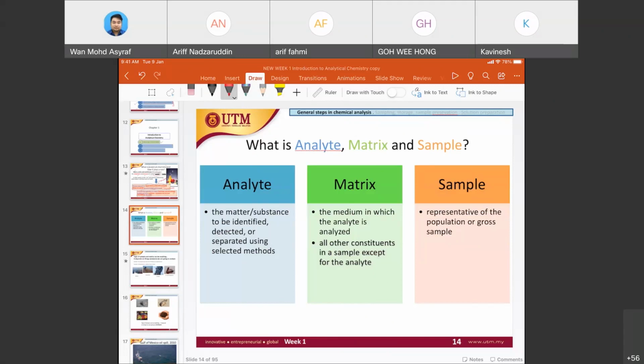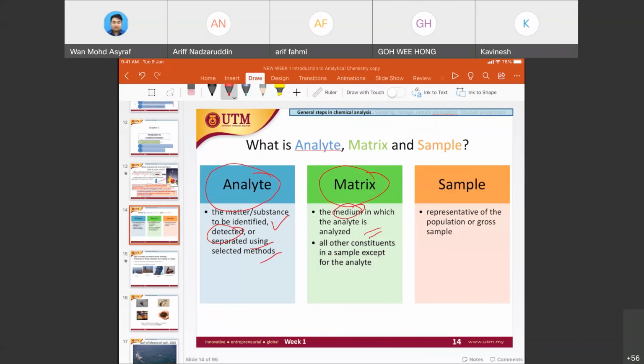So what is analyte? Analyte is the matter or substance that is to be identified or detected or separated using a selected method. So this is the analyte, the substance or thing that we want to identify. If you want to identify something in terms of qualitative or quantitative, it is called the analyte. Okay, what about matrix? What is the difference? Matrix is the medium in which the analyte is analysed.